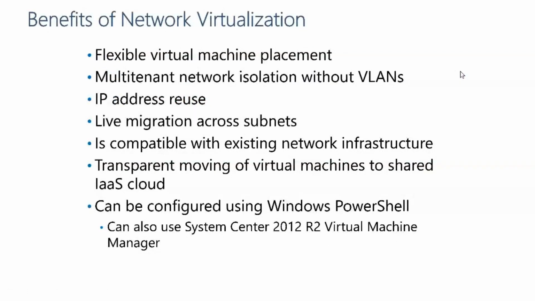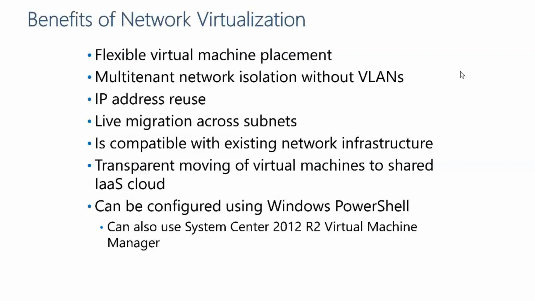The benefits of software-defined networking are flexible virtual machine placement. You can put it on any piece of hardware, any infrastructure, it doesn't matter. It's multi-tenant network isolation without VLANs, so there are no VLANs being used. If there are no VLANs being used, how do they use the same physical network and not have their traffic interacting with each other? Or IP address reuse, what does that mean? That means that the blue network and the red network could use the same network ID. So they're using the same infrastructure with the same IP. They can use whatever IP address because it has no relationship with the physical infrastructure. That's what we'll see next, okay?